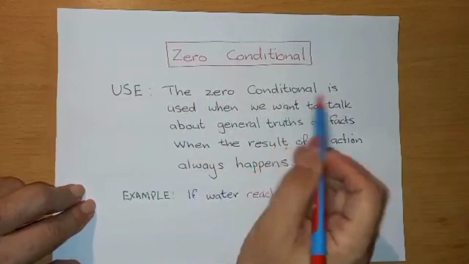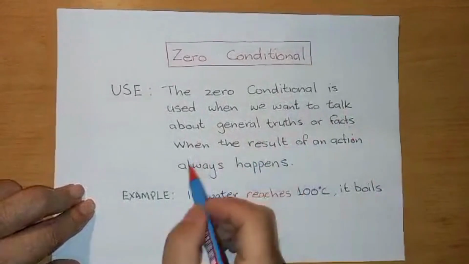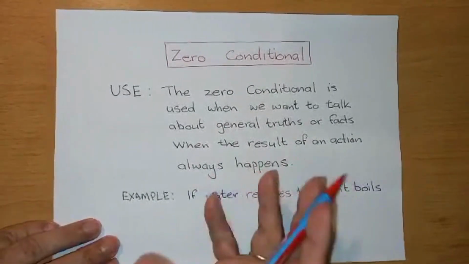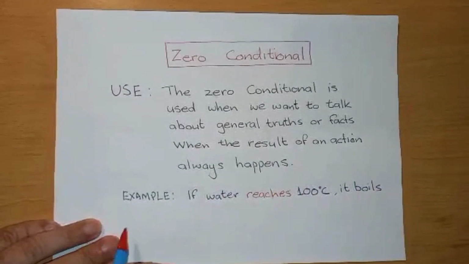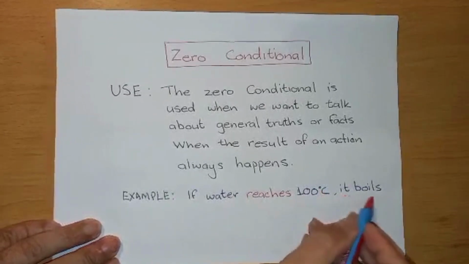The zero conditional is used when we want to talk about general truths or facts, when the result of an action always happens, when something is always true. Okay, it does not change. Let's look at a simple example. If water reaches 100 degrees Celsius, it boils.